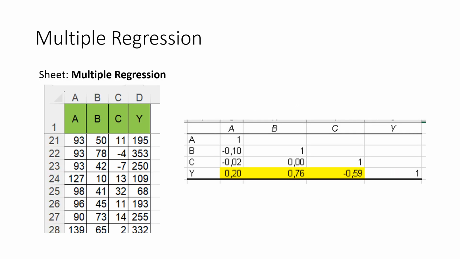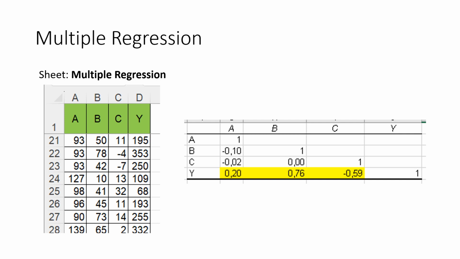In sheet multiple regression, we have collected output variable y and input variables a, b, and c. We are looking for the relationship y as a function of a, b, and c. We start with a correlation analysis among the four variables. We see no significant correlation among the input variables, but significant correlation between inputs and output y.